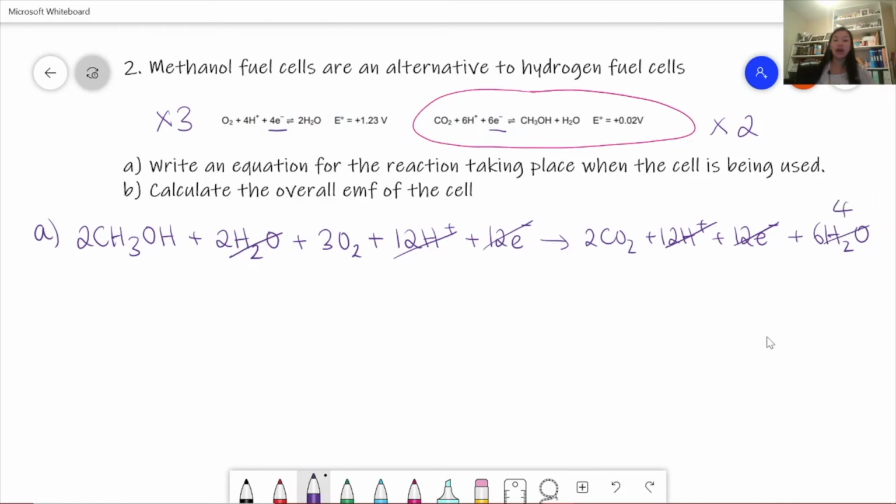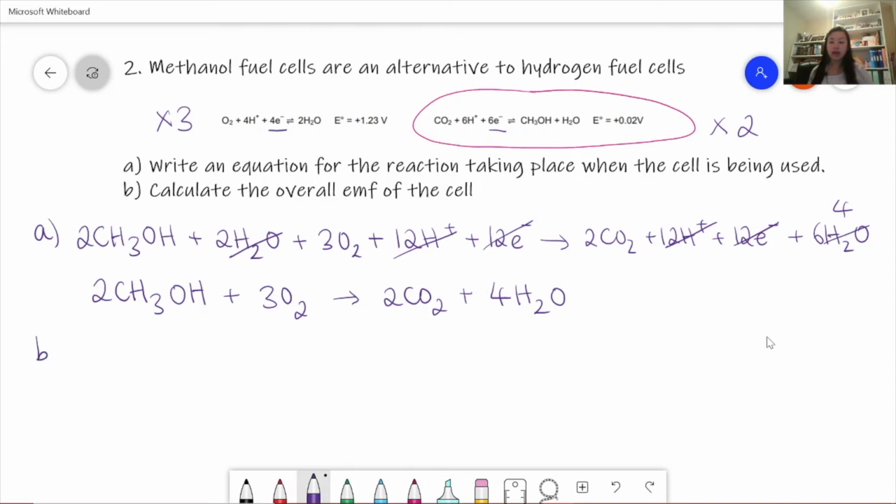And so now the overall equation is this. We have 2 methanols plus 3 oxygens, and that goes to form 2 carbon dioxides and 4 waters.